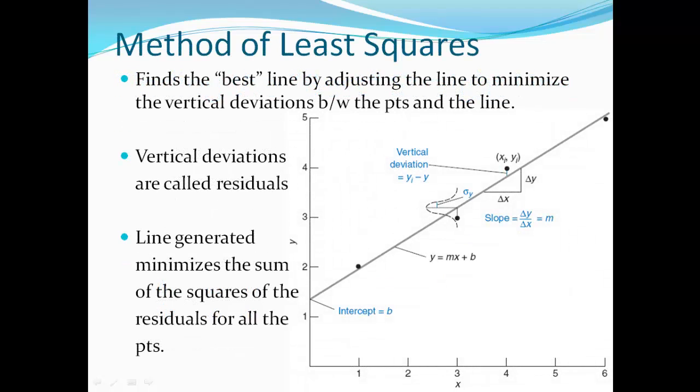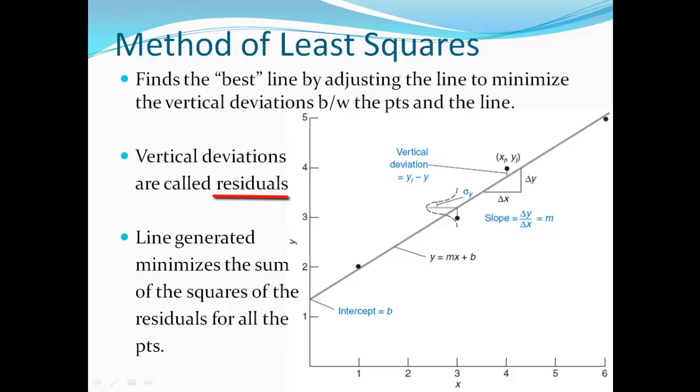More specifically, the method of least squares finds the best line by adjusting that line to minimize the vertical deviations between the points and the line. Why only the vertical deviations? Usually there's more error in your y-axis than in your x-axis, and also it's a lot simpler mathematically to do the calculations for the vertical deviations than for the horizontal deviations, so consider yourself lucky. The line that gets generated minimizes the sum of the squares of the residuals for all the points. Those vertical deviations, by the way, are called residuals.